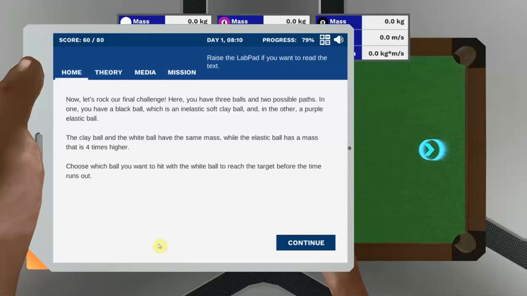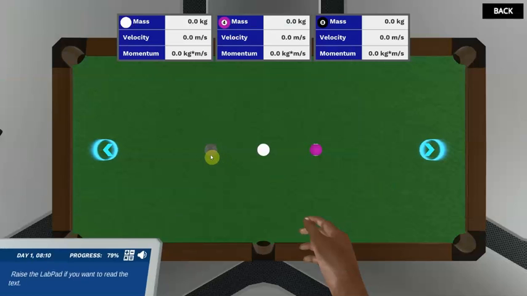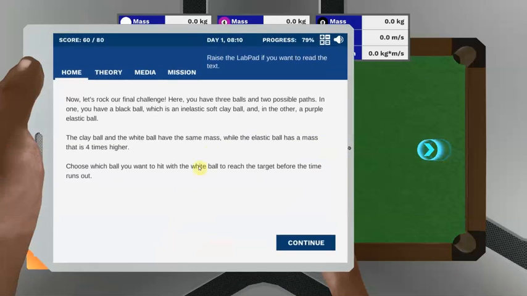Here you have 3 balls and 2 possible paths. In one, you have a black ball, which is an inelastic soft clay ball, and, in the other, a purple elastic ball. The clay ball and the white ball have the same mass, while the elastic ball has a mass that is 4 times higher. Choose which ball you want to hit with the white ball to reach the target before the time runs out.